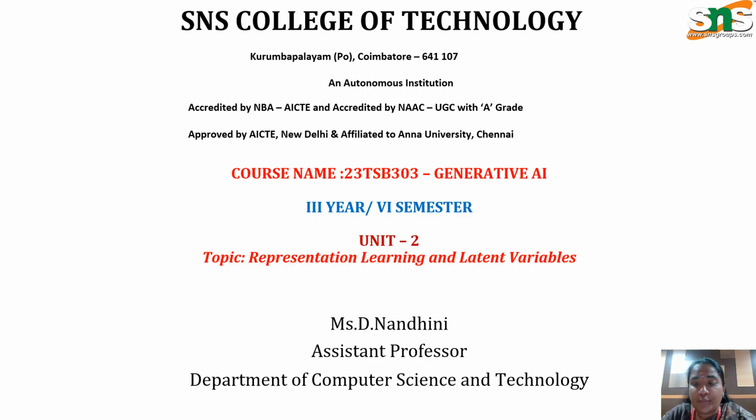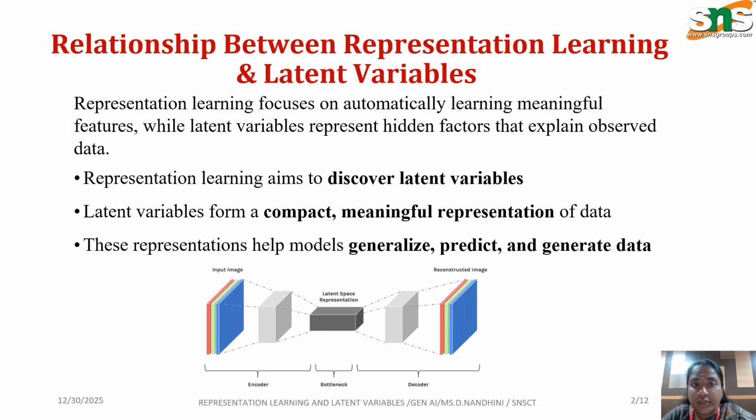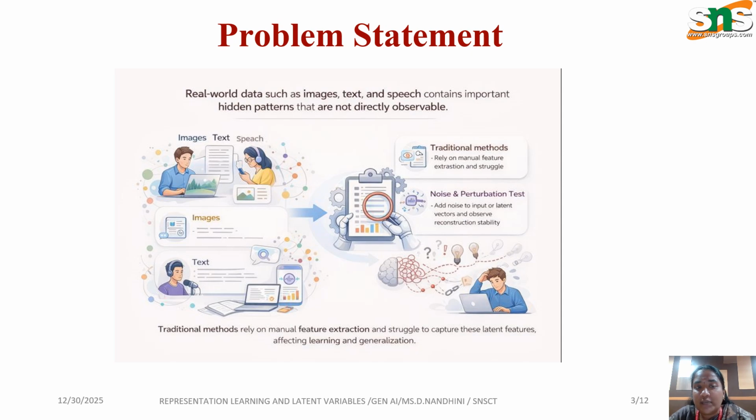Today we are going to see the topic of representation learning and latent variable with the help of the design thinking framework. First of all, the relationship between representation learning and latent variable. Representation learning mainly focuses on automatically learning meaningful features or hidden factors which explain the observed data, discover the latent variable, compact meaningful representation, and generalize to predict and generate the data. These are the relationships. A problem statement has been defined.